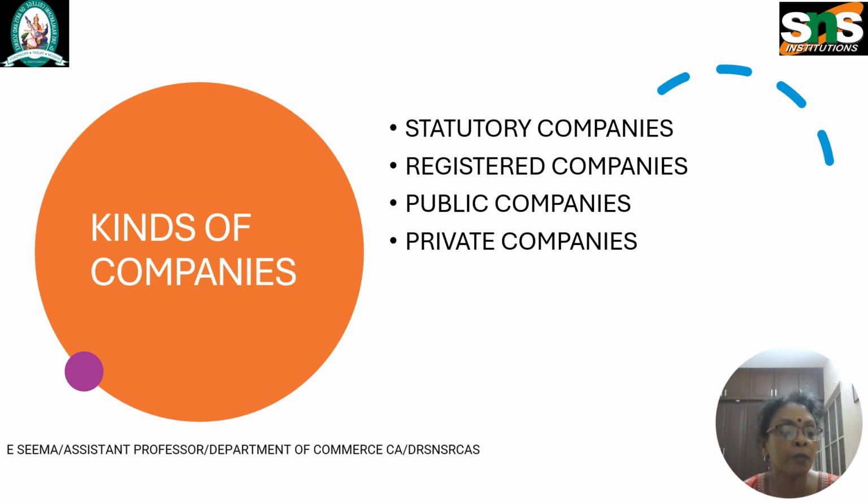And we can see the features of a public company. That is, the minimum number of members required to form a public company is 7 persons. The maximum number of members is unlimited. There can be any number of members in a public limited company. The minimum paid up capital is rupees 5 lakh or such higher amount as may be prescribed. And the shares of a public company are freely transferable.